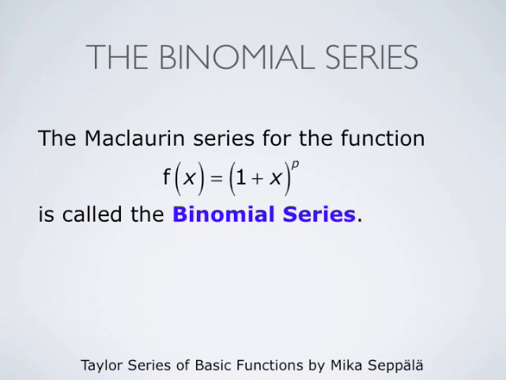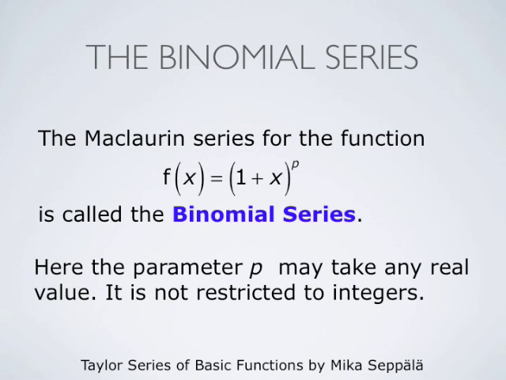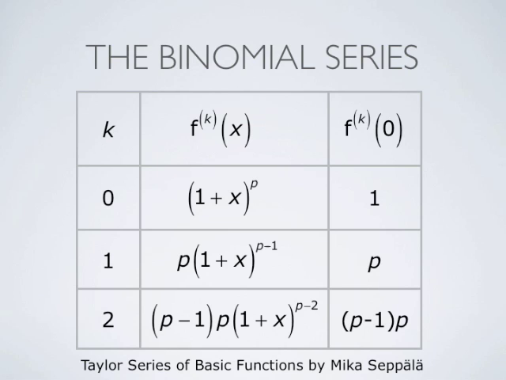The Maclaurin series for the function f of x equals (1 plus x) to the power p is called the binomial series. Here the parameter p may take any real value. It is not restricted to integers. If p is a positive integer, then (1 plus x)^p is simply a polynomial of degree p, and its Maclaurin series is that polynomial itself. If p is not a positive integer, then this is an infinite series. And in order to form this series, we have to evaluate the function f and its derivatives at the origin.